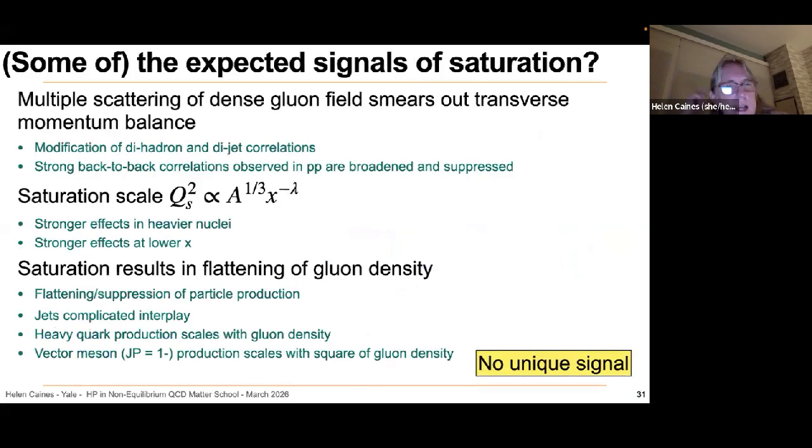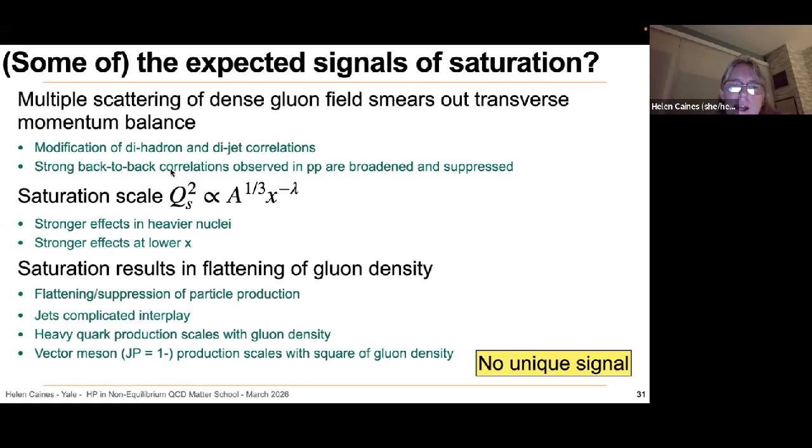So we believe there is saturation. What should we see? What are the experimental signatures? Well, there will be multiple scatterings in this dense gluon field. Because you've hit saturation, there's an enormous amount, basically a field of dense gluons there. So there should be a smearing of the transverse momentum as you have these multiple interactions going on. So if I look at dijet correlations, I should see that the back-to-back correlation is broadened and maybe even suppressed, if so much scattering goes on that you just lose one of the dijet partners.